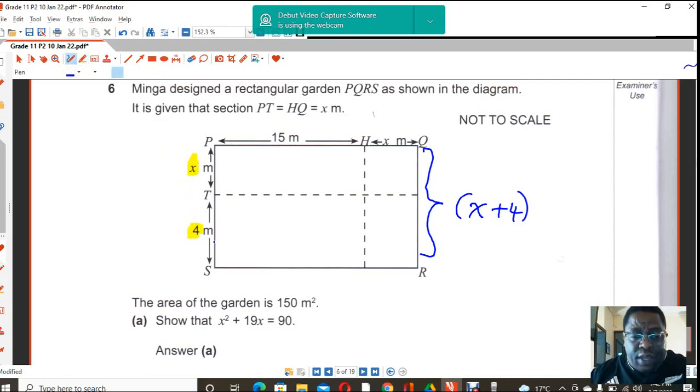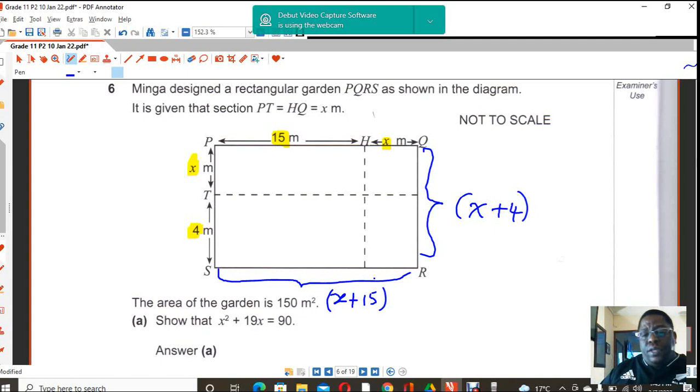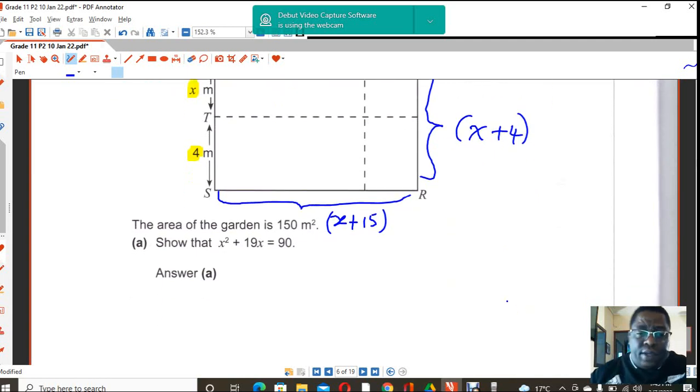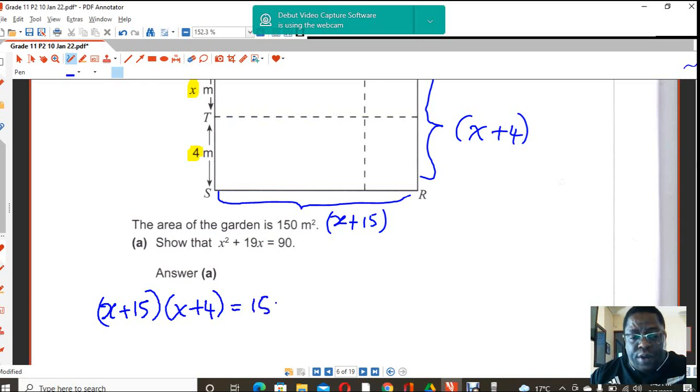And if you look at the distance underneath here, this is going to be x. Well, let's look on top. On top, it's going to give me an indication. Is that 15 plus x to give me that whole distance up to there? All right. So this is x plus 15 more. So we are now really there with regard to our question. They say the area of the garden is 150. We're supposed to show that x squared plus 19x equals 90. So that means x plus 15 times x plus 4 should equal 150.